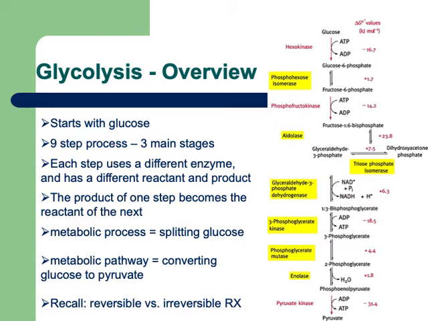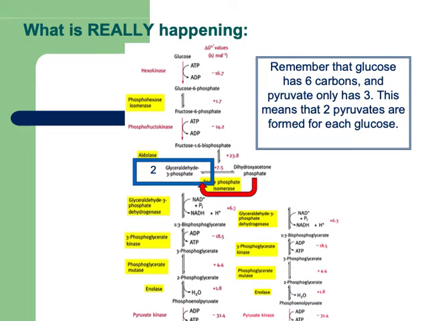And recall, depending on the directional arrows, we see that there are reversible versus irreversible reactions. And the irreversible reactions happen at step 1, step 3, and step 9, to ensure we have metabolic control and that the reaction goes to completion. So let's look at what is really happening. Traditionally, glycolysis is represented by one linear line of 9 reactions, which I showed you on the previous slide.